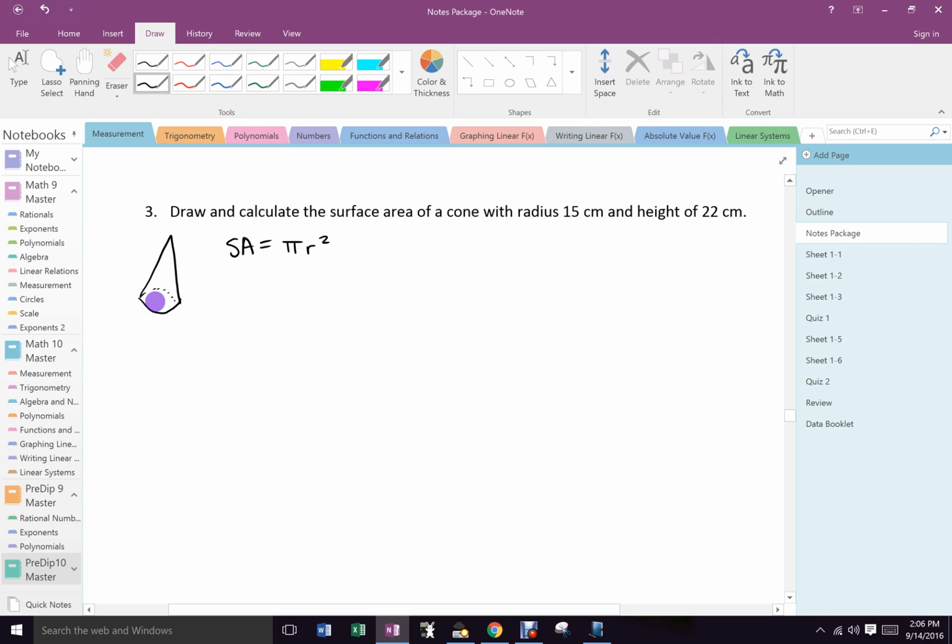Pi r squared, which is the circle at the bottom, right? I'm going to highlight that because that gives me the circle at the bottom. And then what? Pi r s. What does S stand for? Slant. Did you guys do some cones last year with Keeley? No? Okay. Slant. That is this part of the cone. Because a cone is two parts, right? It's a circle and then the pointy part.